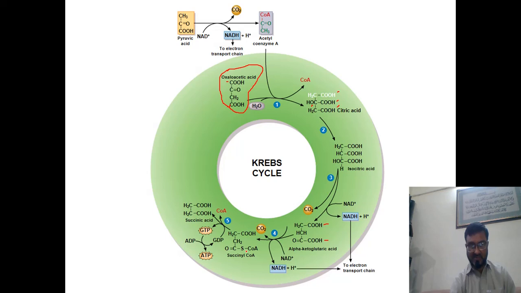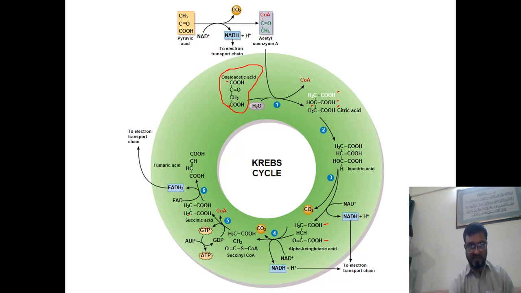This succinyl CoA is converting into succinic acid. It's again a dicarboxylic acid, COOH, CH2, CH2, COOH. As a result of that, the CoA that is released forms GTP, and later on this GTP produces ATPs.